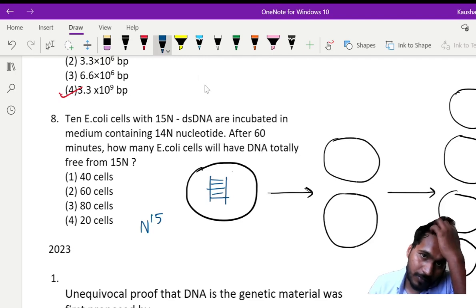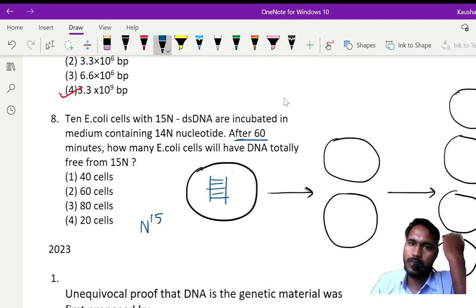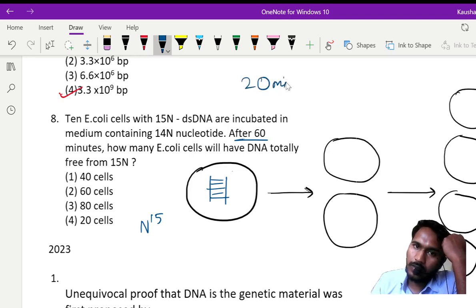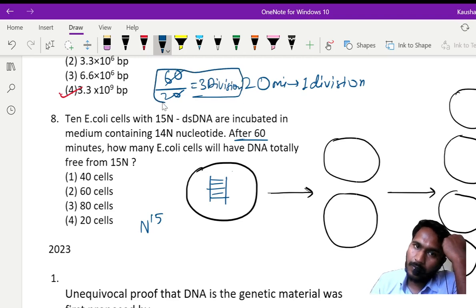So first, there are a few important things you have to know before solving this question. First, the 60 minutes: how many times will the cell divide in 60 minutes? E. coli divides once every 20 minutes. So in 60 minutes, 60 by 20, the cell will divide 3 times. Got it? Hope you understand this.